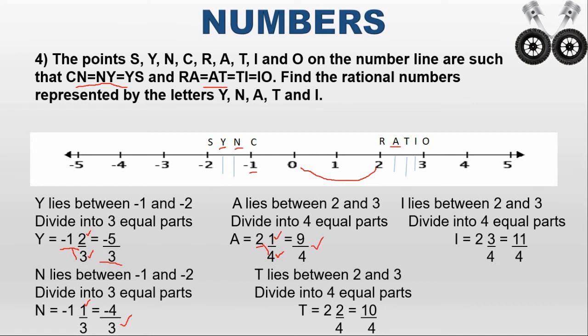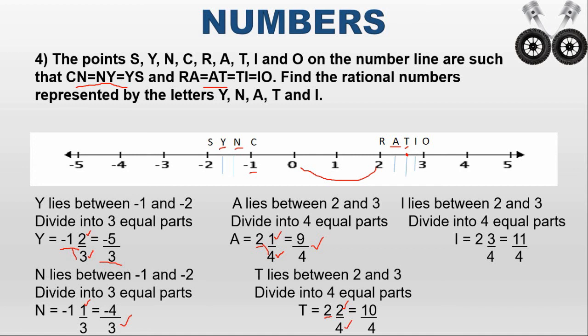Next, you have to find the value for t. The t lies between 2 and 3. It is divided into 4 equal parts. Which number lies nearer to 0? 2 lies nearer to 0. That can be written as the whole part. Where the t lies, it lies in the second equal part. So that can be written in the numerator. How many parts is it divided into? It is divided into 4. That can be written in the denominator. So the mixed fraction is 2, 2 by 4.